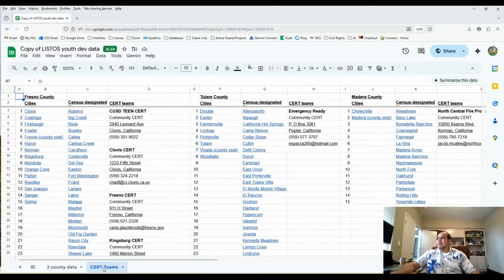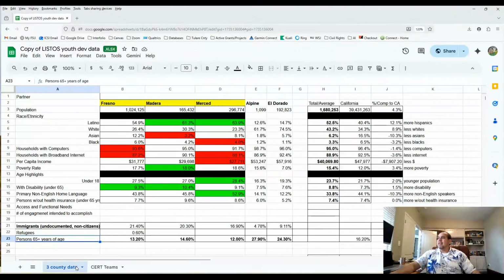But did I have other data? Sorry, this is just the demographic data. I did have other data on schools. Let me see if I can pull that up. Okay, go back.